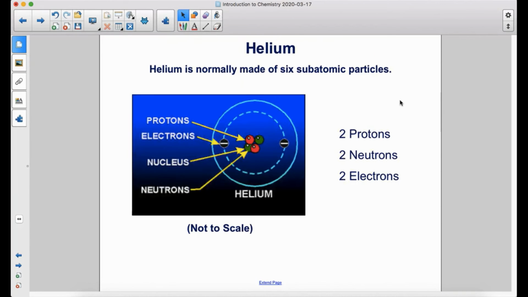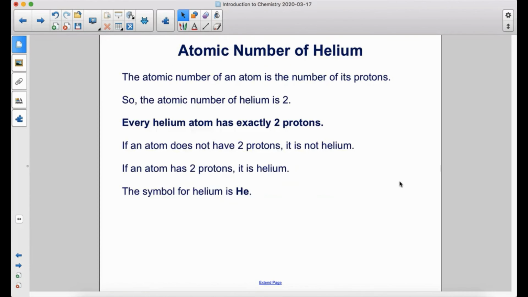Helium is normally made of 6 subatomic particles: 2 protons, 2 neutrons, and 2 electrons. The atomic number of an atom is the number of its protons, so the atomic number of helium is 2. Every helium atom has exactly 2 protons. If an atom does not have 2 protons, it is not helium. If an atom has 2 protons, it is helium. The symbol for helium is He.